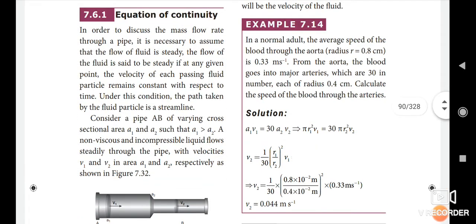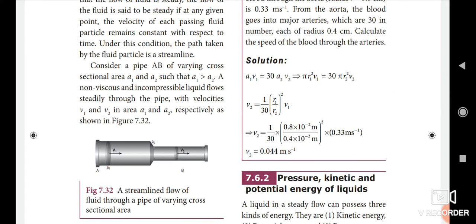In this equation of continuity, in order to discuss the mass flow rate through a pipe, it is necessary to assume the flow of fluid is steady. The flow of fluid is said to be steady if at any given point the velocity of each passing fluid particle remains constant with respect to time. Under this condition, the path taken by the fluid particle is a streamline. Consider a tube. Inside the tube, the liquid flows through it. That flow of liquid will be steady, which means the flow of particles is streamlined.